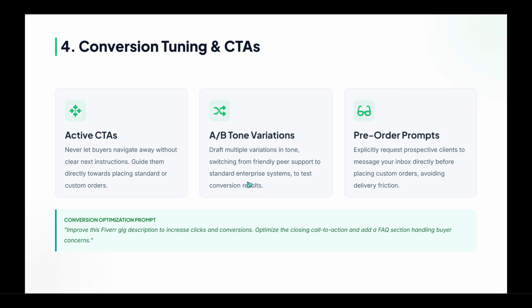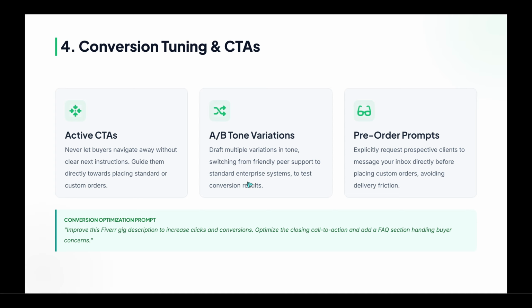Finally, refine to improve conversions. Add a strong call to action that encourages buyers to order or message you with questions. Generate multiple description versions with ChatGPT and test different openers, tones, and CTAs. Adjust the voice for different audiences or niches as needed.